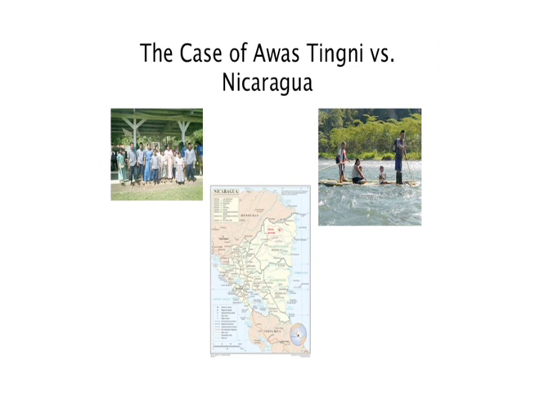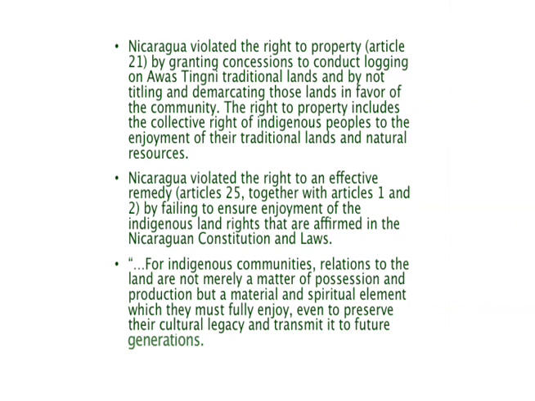The Awas people in Nicaragua were contesting the fact that the government of Nicaragua had granted concessions to international logging companies to log over their traditional lands, and that the Nicaraguan government had not recognized the Awas people's right to land and had not issued titles or demarcated those lands. So the argument, again, was that Nicaragua had violated the right to property by granting these concessions and by not titling and demarcating, that the right to property includes the collective right of indigenous peoples to enjoy their traditional lands and natural resources. So it was being argued that the Awas people in Nicaragua should have the same human rights as other people, that they should have the same protection of that framework of human rights to property as other people.